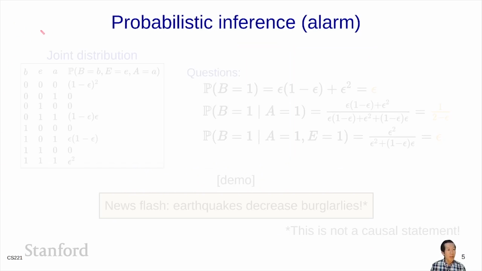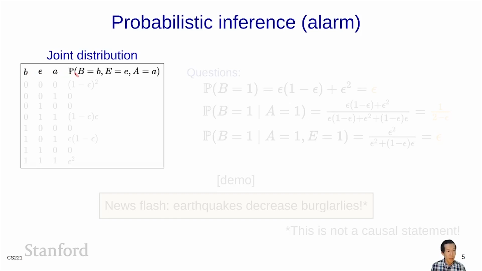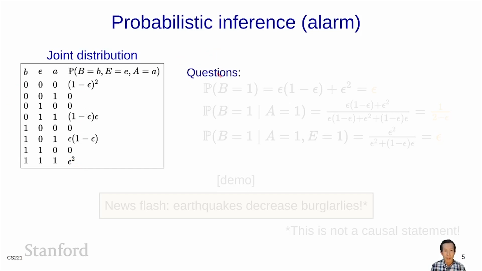All right, so the joint distribution, like I said, is simply the product of all the local conditional distributions. So if I work that out, I get this table over all possible assignments to B, E, and A and its probability. Okay, so now I can work on these questions that I'm asking. So this is my probabilistic database. Let's go query it.